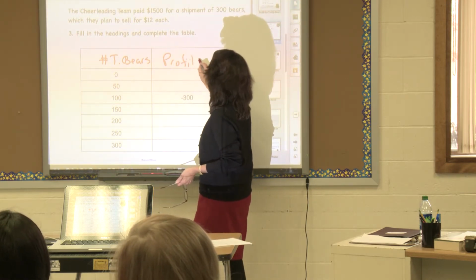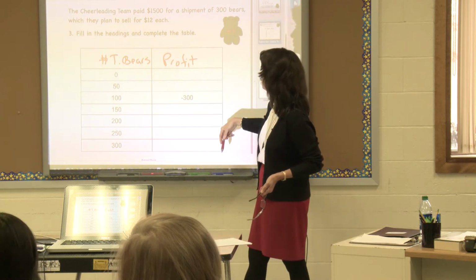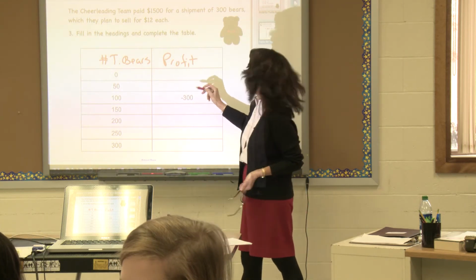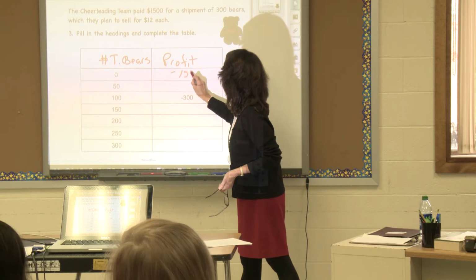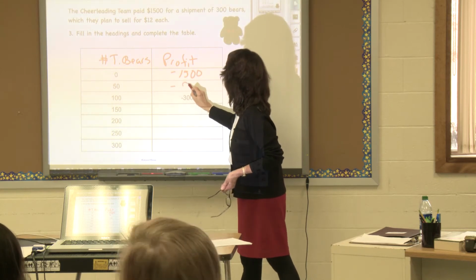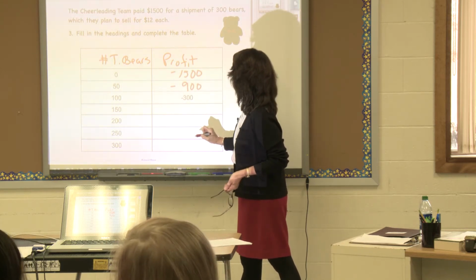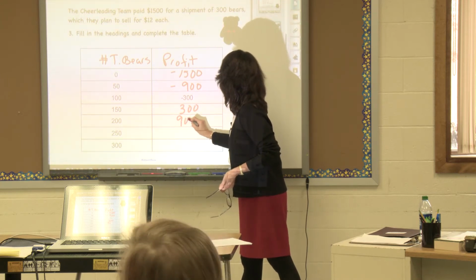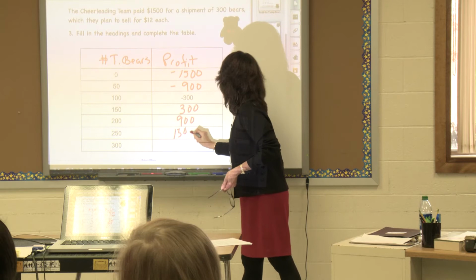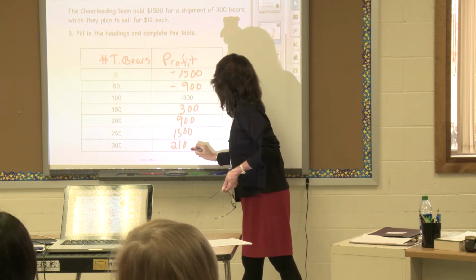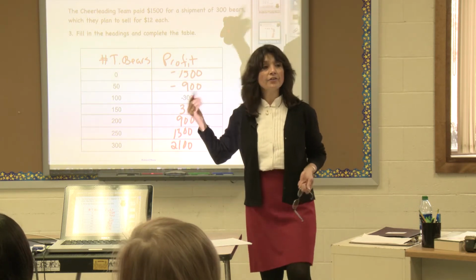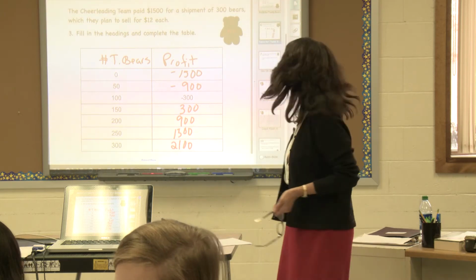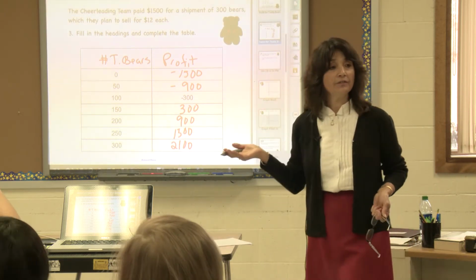And Jenna, can you tell me what numbers you filled in for the rest of this? Negative 1,500, negative 900, 300, 900, 1,500, and 2,100. Very good. Did everyone get that? Okay, why are there negative numbers in the second column? Why are there negative numbers, Dan?